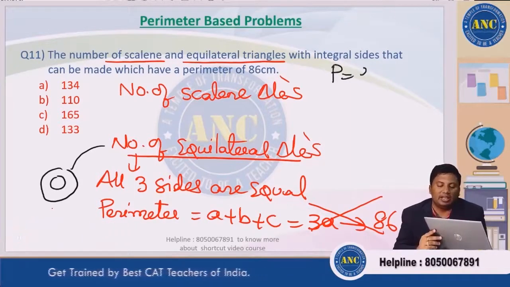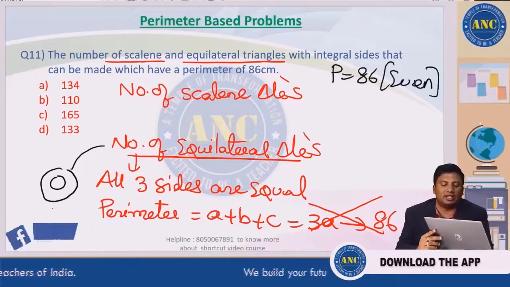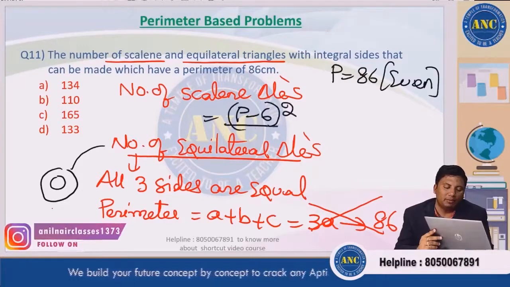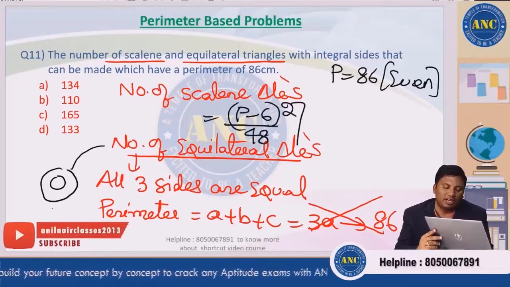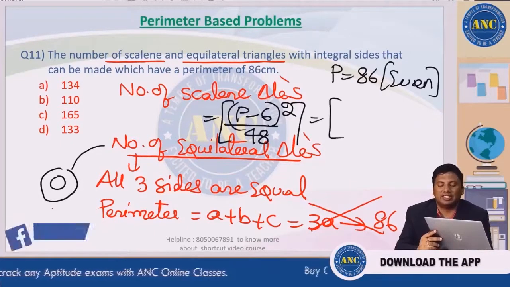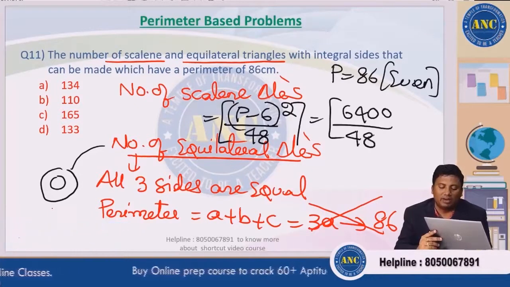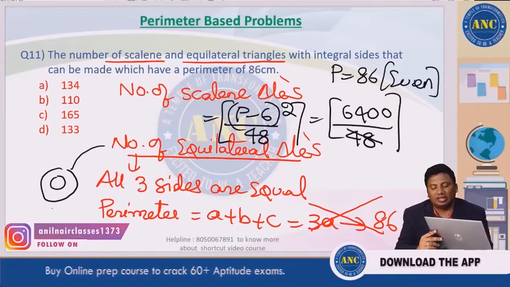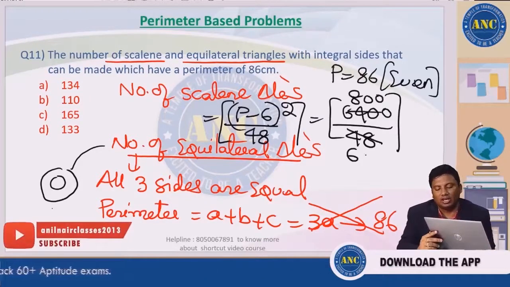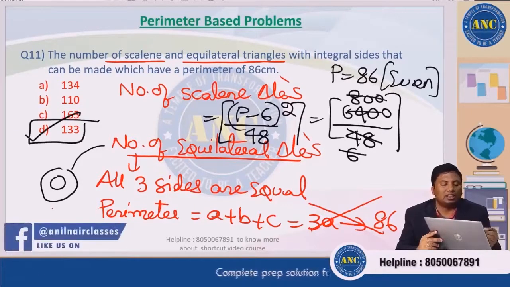Perimeter is 86, an even number. If the perimeter is even, it is the nearest integer of (P minus 6) whole square by 48. 86 minus 6 is 80. 80 square is 6400, divided by 48. 8 6s are 48, 8 800s are 6400. 133 point something. The answer is 133.